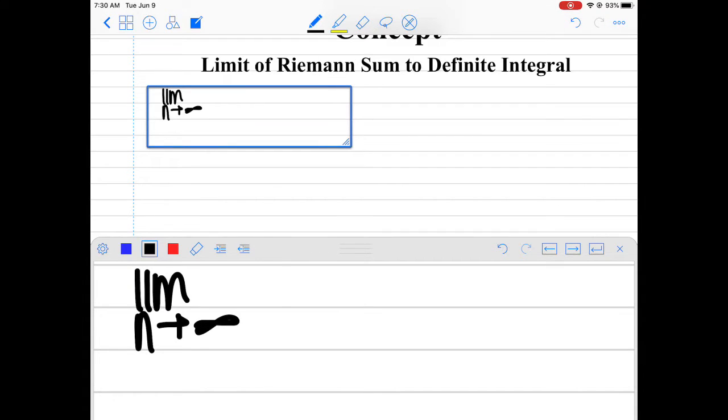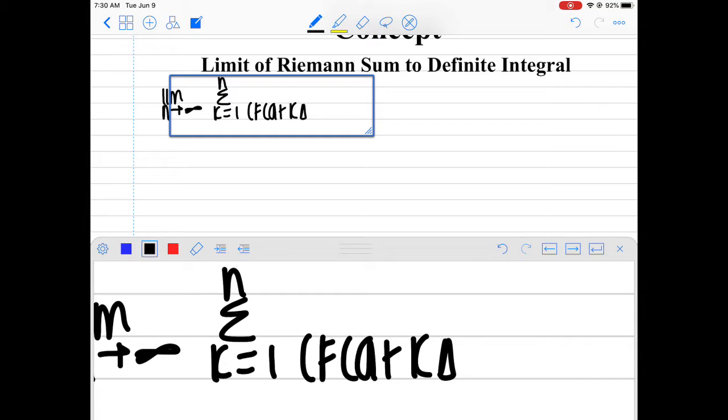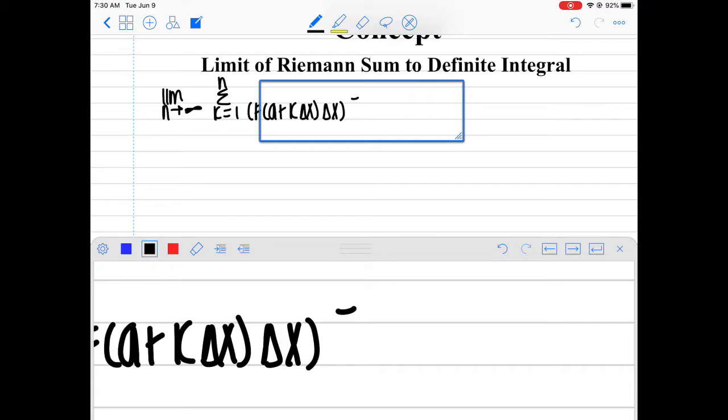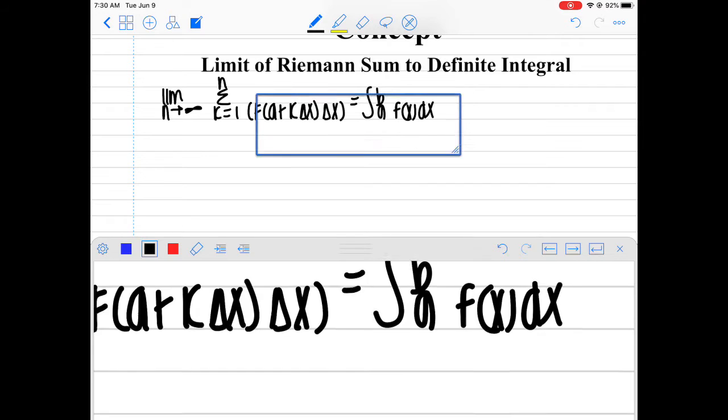So that is the limit of a Riemann sum, which is the limit as n approaches infinity of the sum from k equals 1 to n of f of a plus k times delta x, which is equal to the definite integral from a to b of f of x dx.